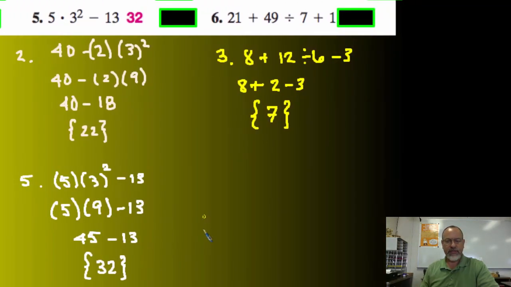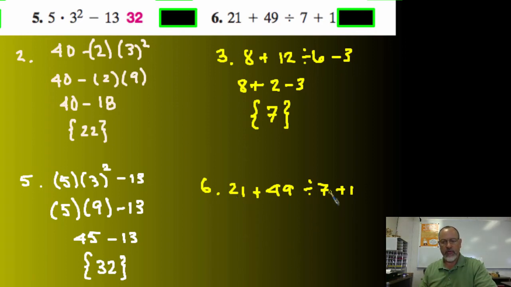And finally, looking at number 6 then, we're going to have 21 plus 49 divided by 7 plus 1. Again, no grouping symbols, so we're going to go through left to right looking for multiplication and or division. So I have 21 plus something, so that's nothing, and then 49 divided by 7, that I can do. That's a 7, and then plus 1. So all my multiplication and division is taken care of, so now I can do my addition or subtraction. 21 plus 7 is 28. Plus 1 is 29, so then I have a final answer of 29.